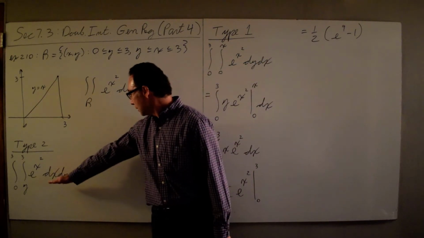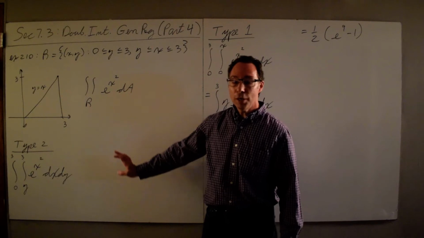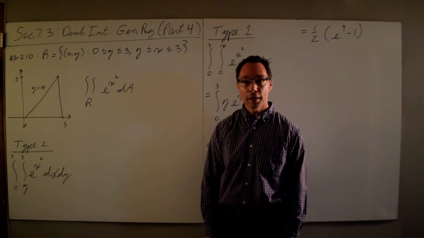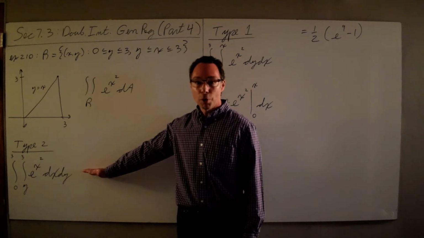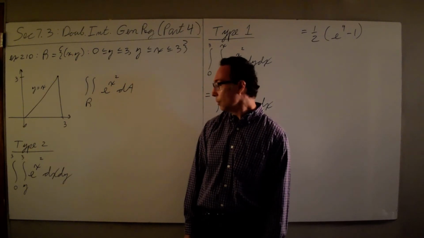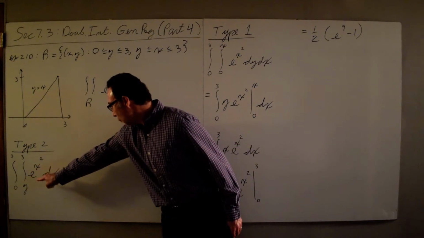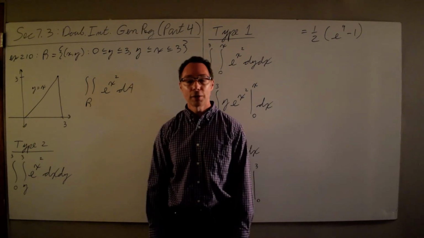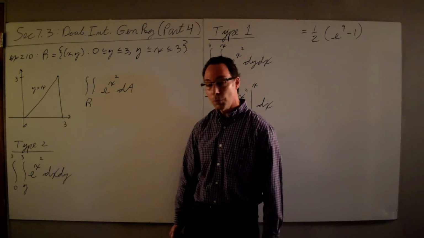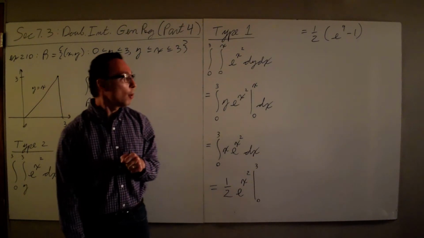But my point is, remember what we said, this is both a type 1 and a type 2 region. We can integrate it either way and get the right answer, but that doesn't mean that both integrals are equally easy to do. So setting this up as a type 2 region gave us a function that was difficult to find an antiderivative of. So we won't do it that way. We'll do it as a type 1 region.